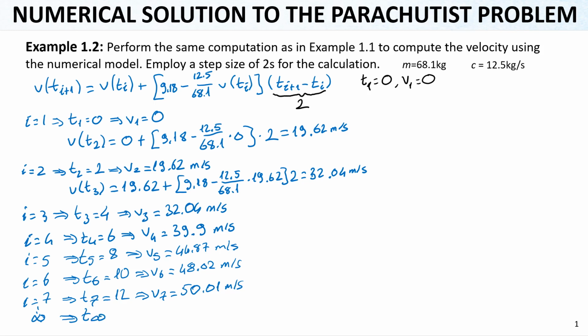and at the time infinity, the velocity is 53.44. We already mentioned this in the analytical solution, and with these results we can again plot the time and velocity graph for this numerical approach as well, and in the end we can find the comparison between the analytical and numerical solution.